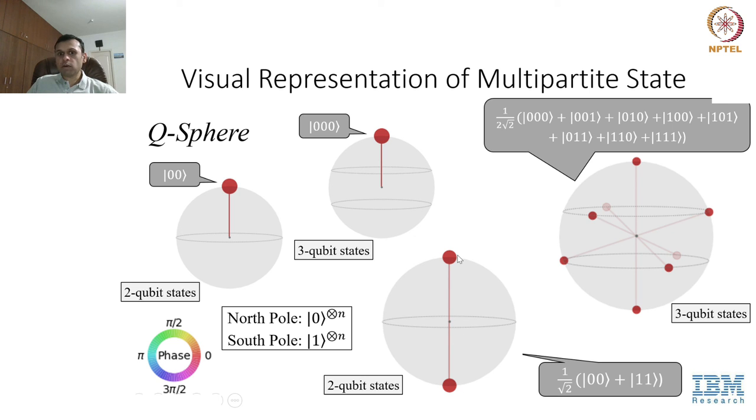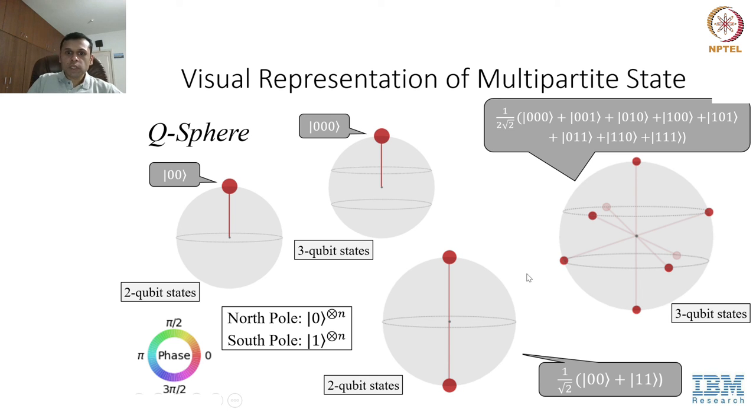Now, the size of this particular sphere that we use represents the relative weight associated with a particular state, or in other words, the probability amplitudes. So, if, for example, this particular state had a higher probability amplitude than this, then we would use a sphere of larger radius here compared to the sphere that we use at the south. Okay, so keep that in mind.